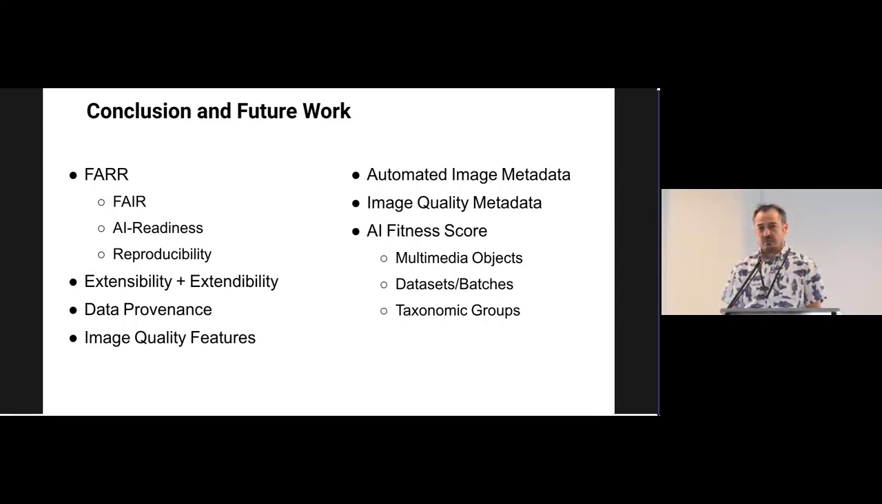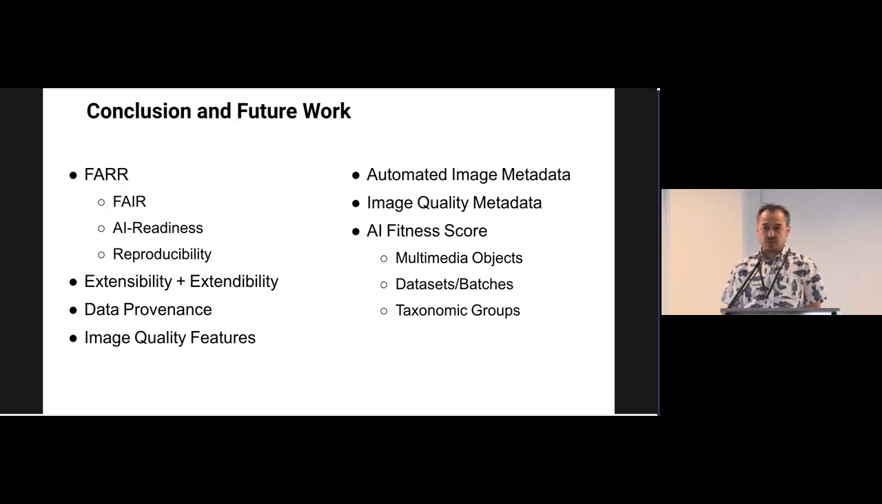And extensibility: your taxon doesn't need to be just fish, it can be anything. Also, you can have different metadata features based on the taxonomic group or the data that you are using. So FishAIR is able to receive all kinds of metadata and taxonomic groups. The data provenance that we are keeping in our data set and the image quality features that we are using are very unique. In future work, we are planning to include automated image metadata in our system.